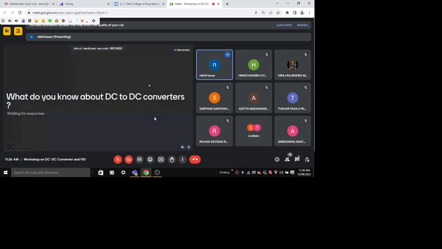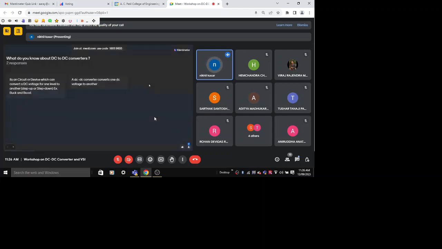Yes, we have the two responses. Here, your name will not appear, so don't worry about the name and roll number. Feel free to give the answers. Yes, we have one response: it's a circuit or device which can convert DC voltage from one level to another. Yes, examples are buck converter and boost converter. Yes, DC-DC converter converts one DC voltage to another.